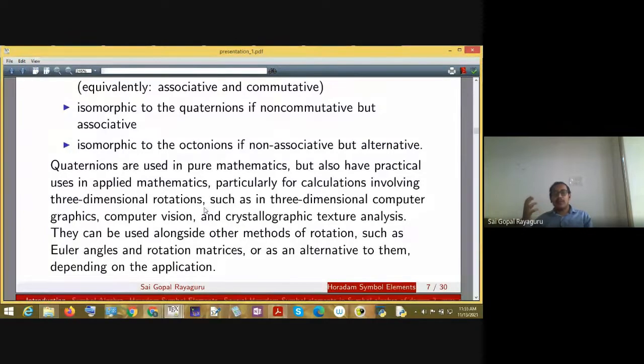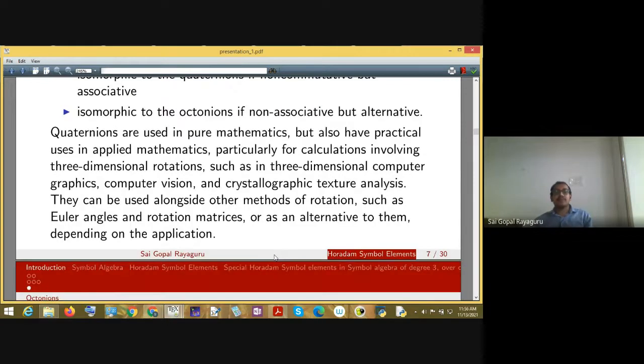mathematics, particularly in calculations involving three-dimensional rotations, such as three-dimensional computer graphics, computer vision, crystallographic texture, etc. They can also be used to replace predefined methods of rotation, such as Euler angles. So if sufficient work is done, this can be an alternative to the predefined methods used in these rotations, computer vision or graphics.